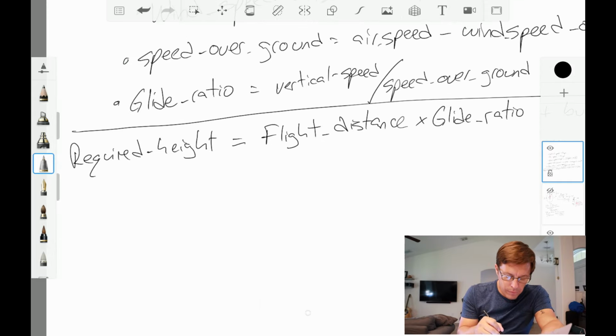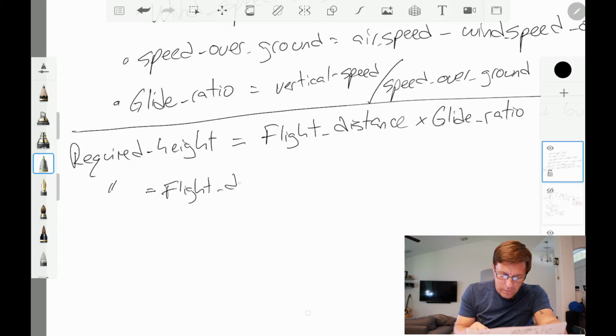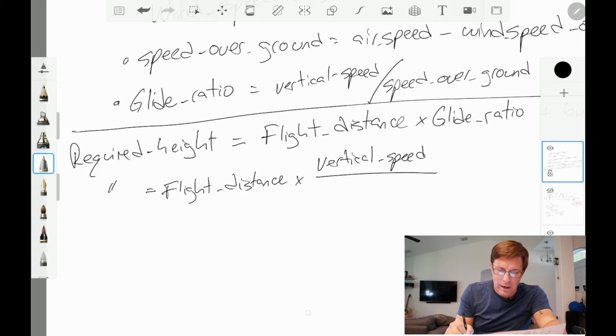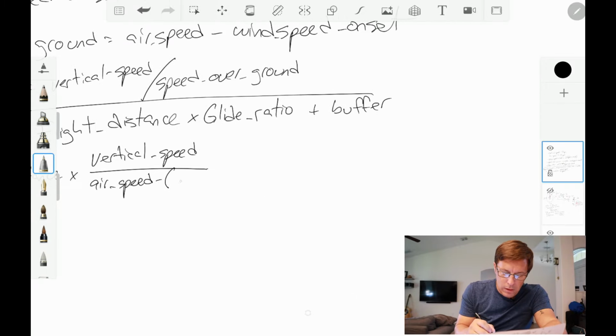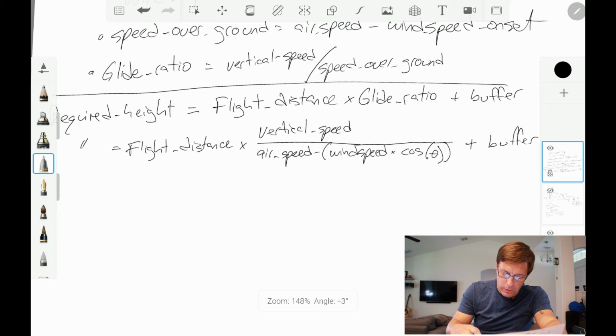So required height is equal to flight distance times the vertical speed divided by airspeed minus wind speed times cosine theta, plus buffer. Cool. All right.